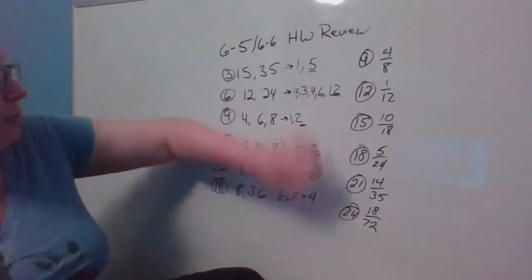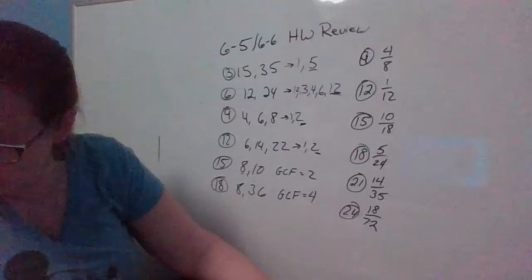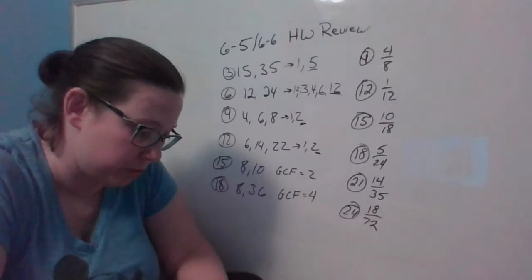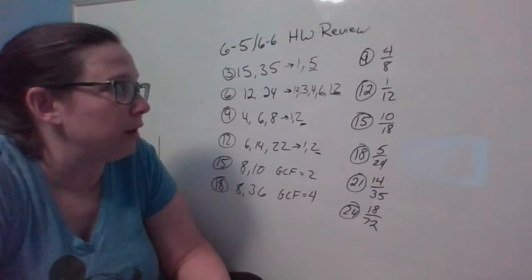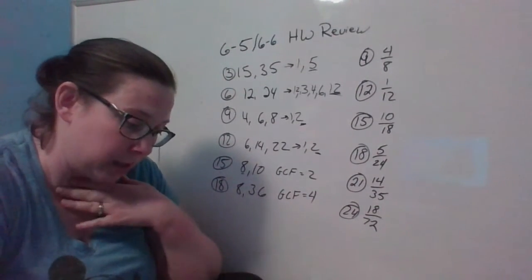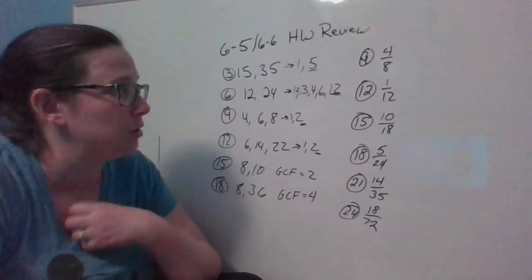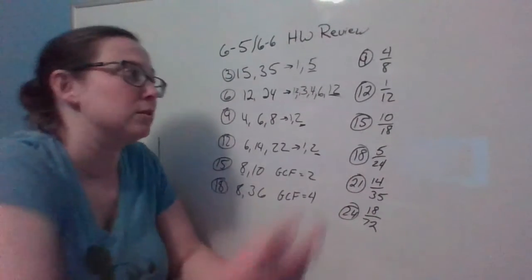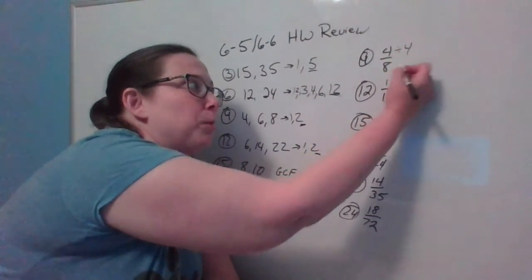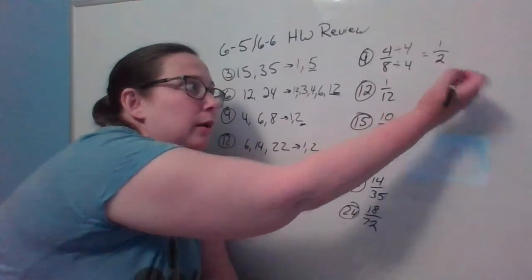9 through 24 are from 6-6, and we are trying to reduce these fractions here. So if you can reduce, you're supposed to reduce. If not, you're supposed to say just yes. It's already in lowest terms. 4/8 is not in lowest terms. 4. I was going to say 2, but 4 would be our GCF. So we're going to divide by 4, and we get 1/2.